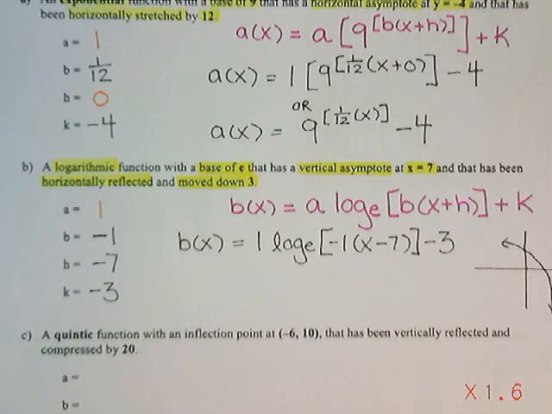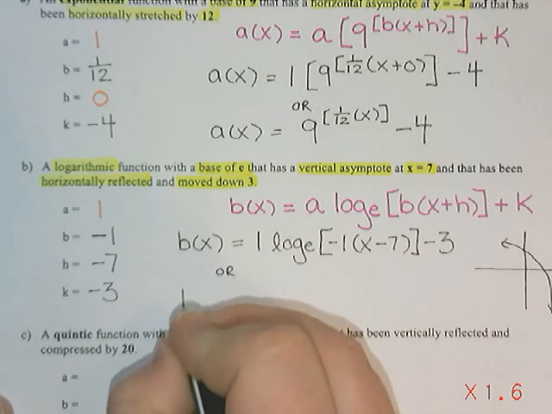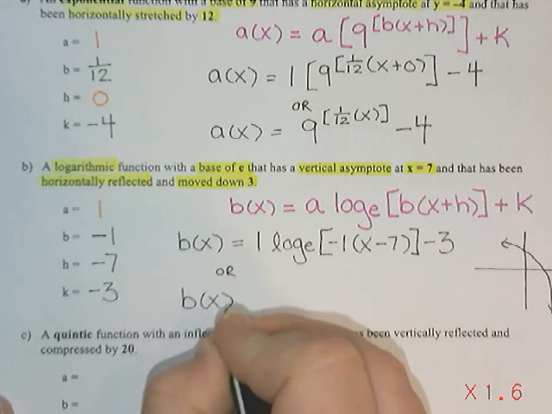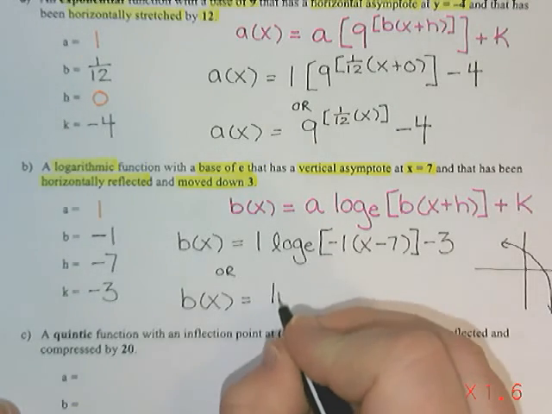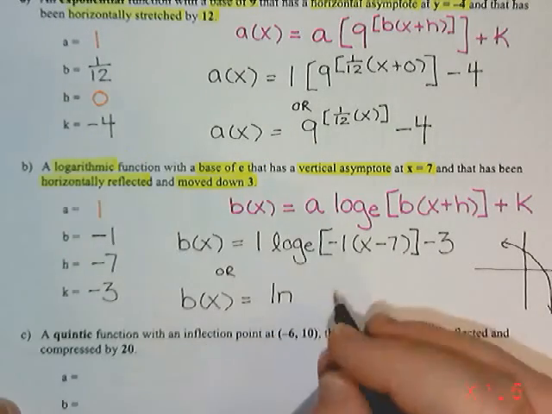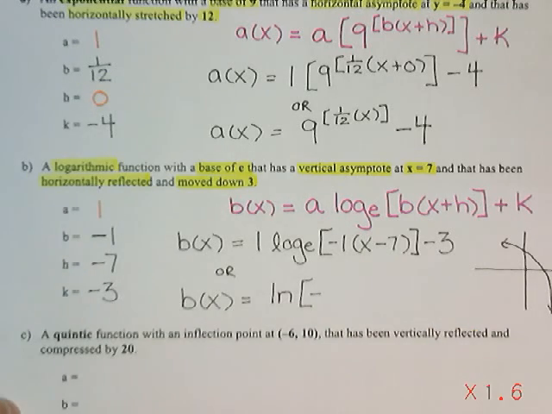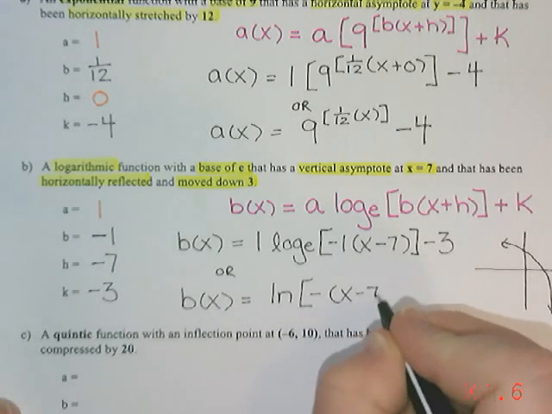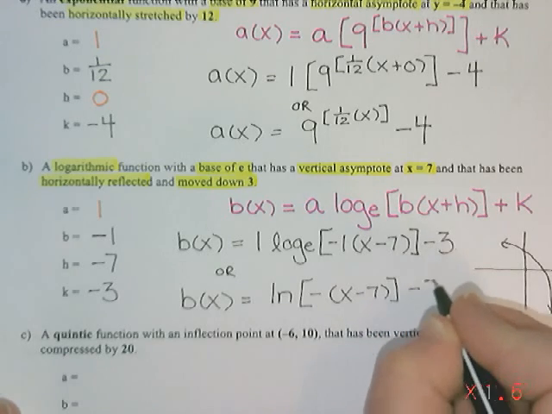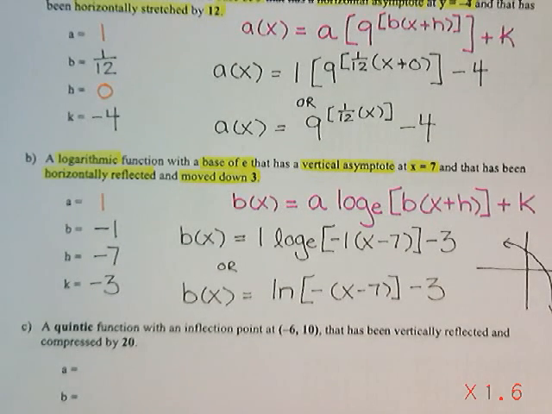Now, if I were writing this out, I probably would not write that 1. So I would maybe say b of x equals just log base e, which is also known as ln, right? So it's ln of negative. Now, if you want to put the 1, you can actually just write a negative, and then x minus 7 minus 3. They both mean the exact same thing. They are both equally correct. It's up to you which format you would like to use.